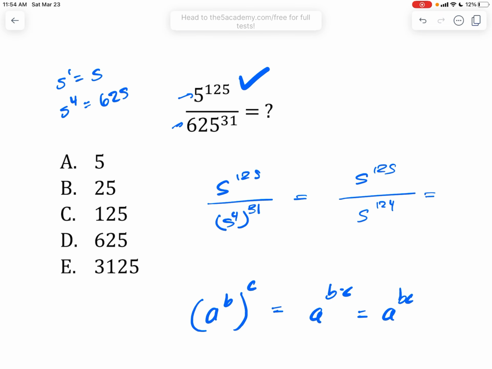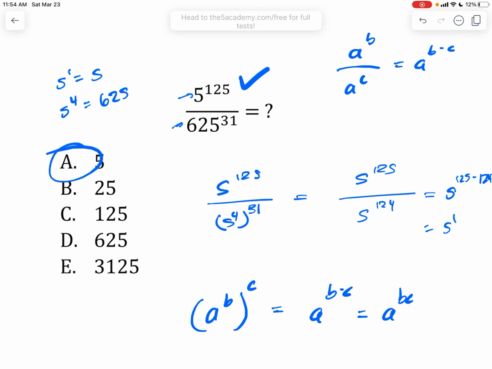Now, the other exponent rule that we're going to use is now that these are both written with the same base, since they're being divided, you can actually subtract the exponents and arrive at 5 to the numerator exponent minus the denominator exponent. So for example, a to the b divided by a to the c is equal to a to the b minus c. So 5 to the 125 minus 124 ends up giving you 5 to the 1, which is just 5.